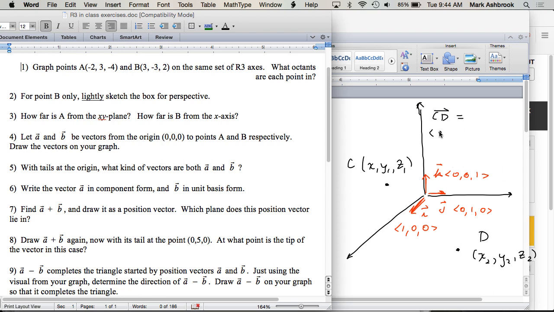The first component is going to be x2 minus x1. It's the change. The change in x from C to D will be the x component. Y component? Easy now, right? And then z2 minus z1.